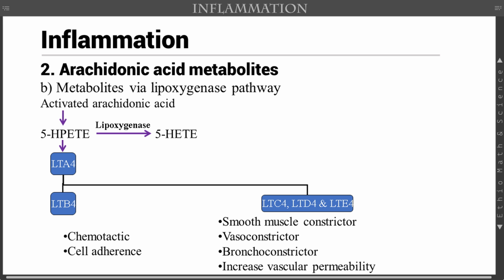LTA4 is a branching point, converted to LTB4, a powerful neutrophil chemoattractant and activator, or to the cysteinyl leukotrienes LTC4, LTD4, and LTE4. Those cysteinyl leukotrienes constrict smooth muscle, promote vasoconstriction and bronchoconstriction, and markedly increase venular permeability, edema in biochemical form. Together, these products extend and focus leukocyte recruitment and edema formation long after the early histamine burst has faded.